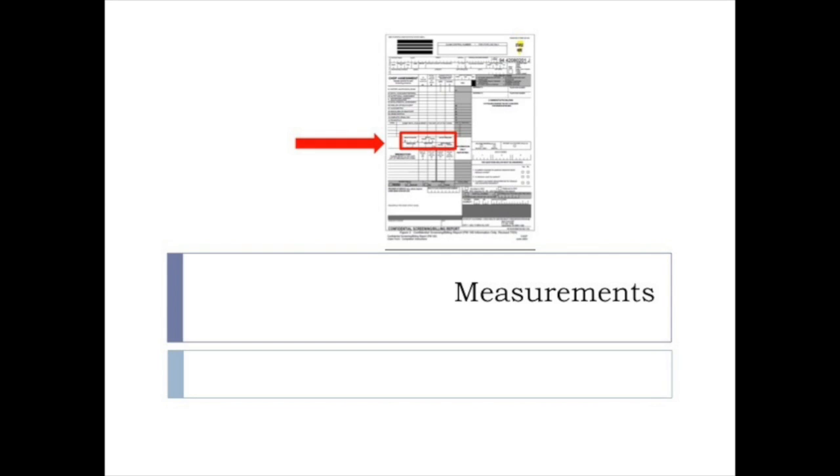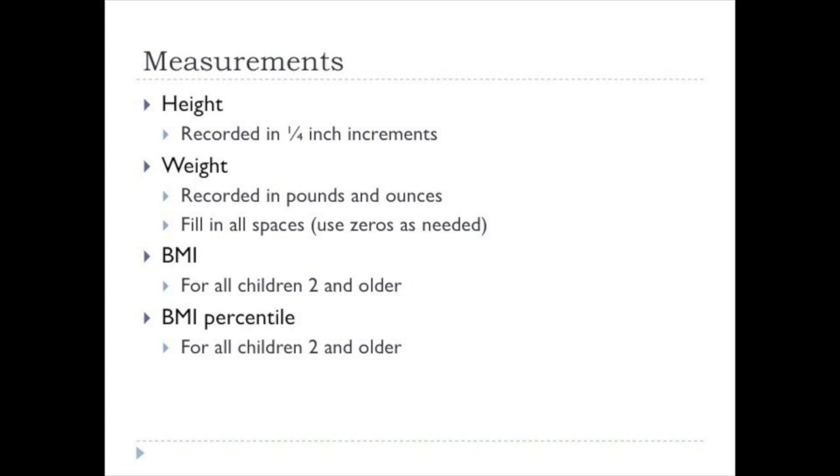Next, we will go over measurements taken during the well-child visit. Measurements are written above the immunization section on the left-hand side of the PM160. Height must be recorded in 1/4 inch increments. Weight must be recorded in pounds and ounces, filling in all spaces with zeros as needed. Body mass index, or BMI, must be calculated and documented for all children ages 2 and over. For this measurement, make sure that you are recording the BMI percentage found on the appropriate growth chart, not the actual BMI index.